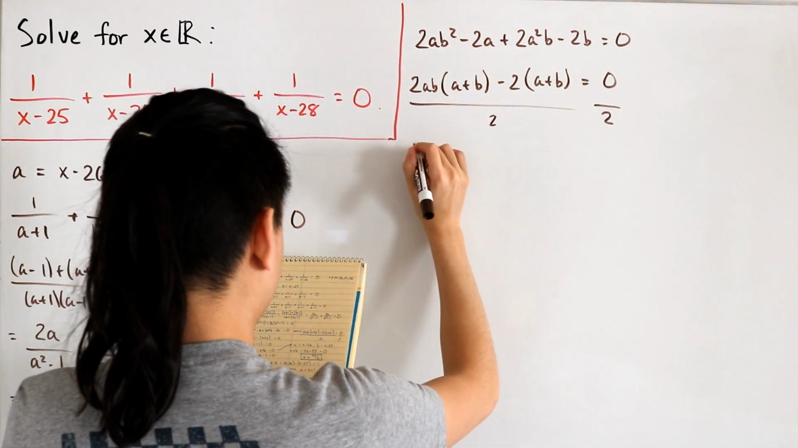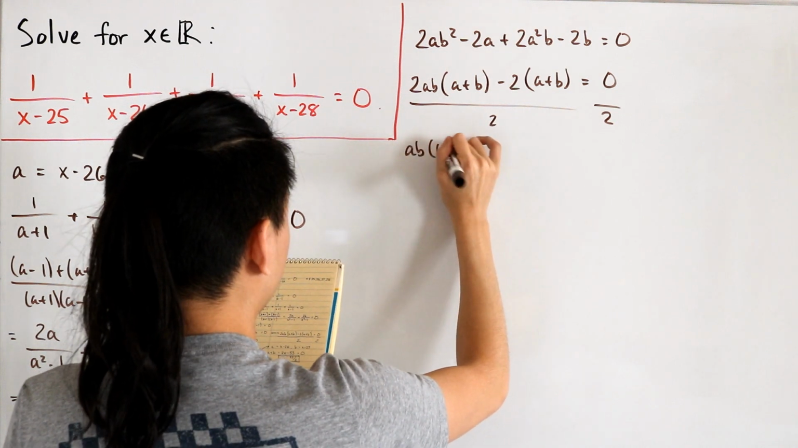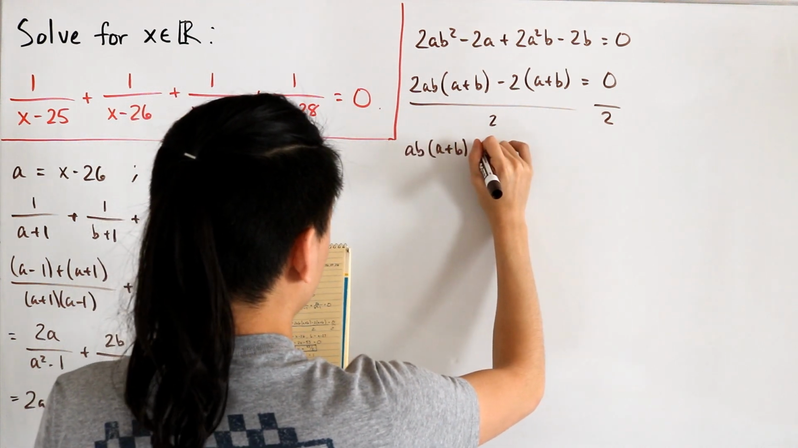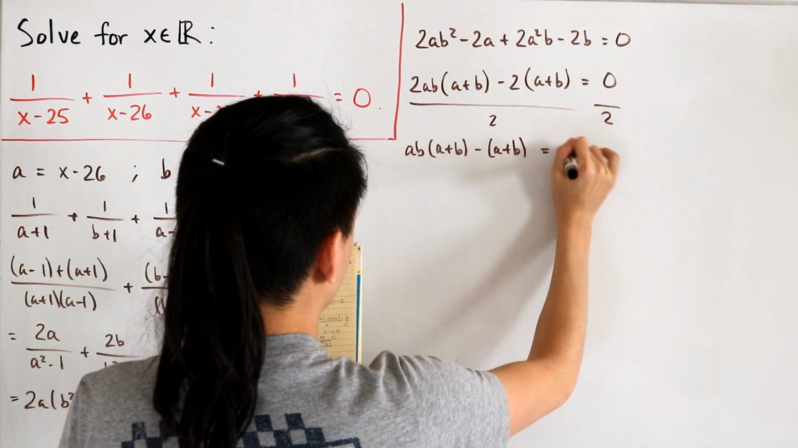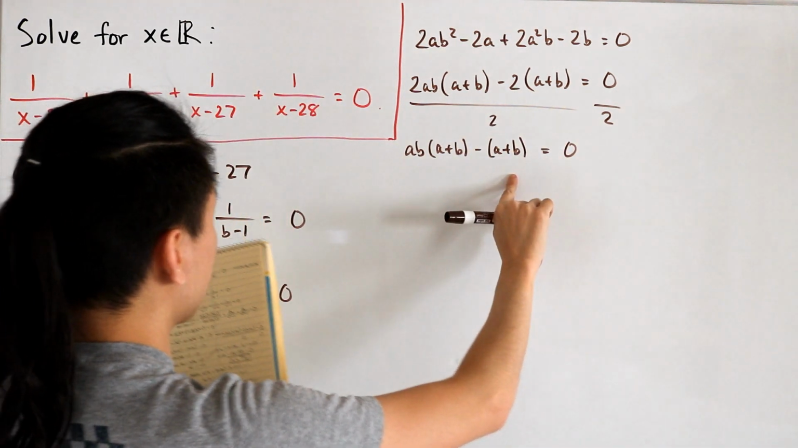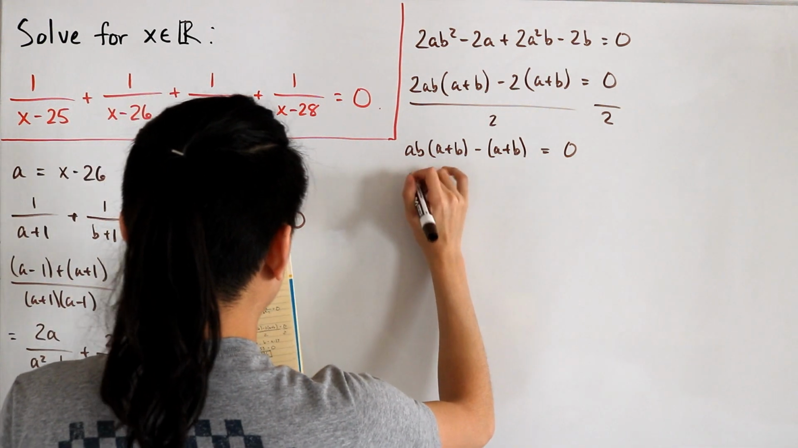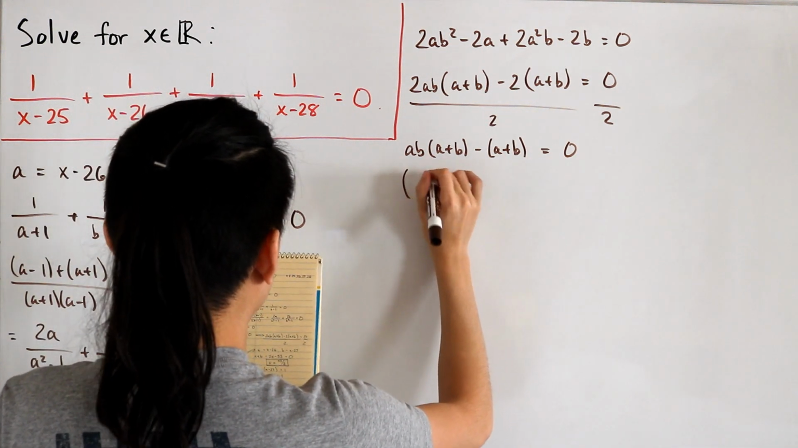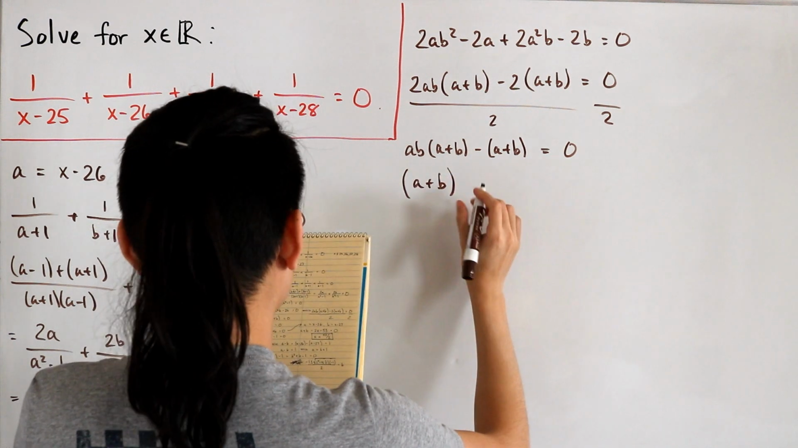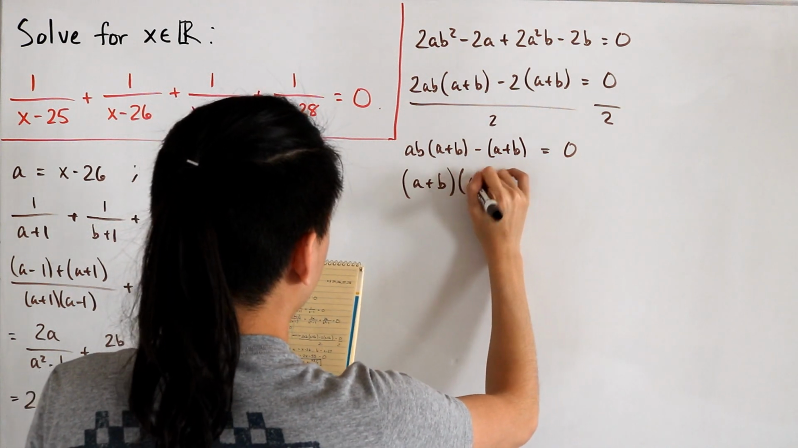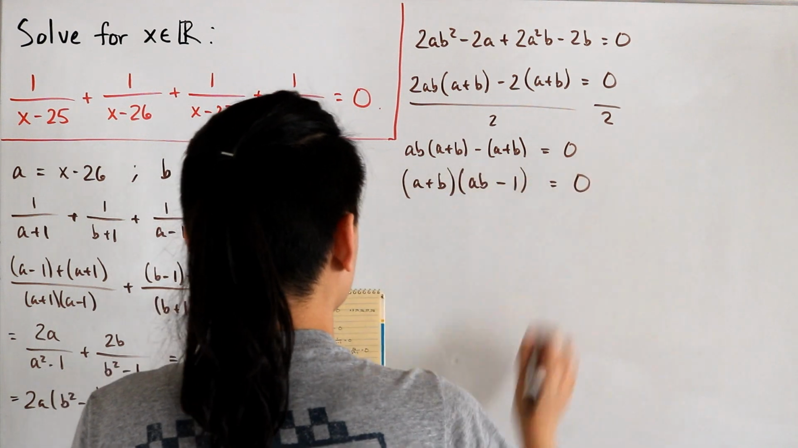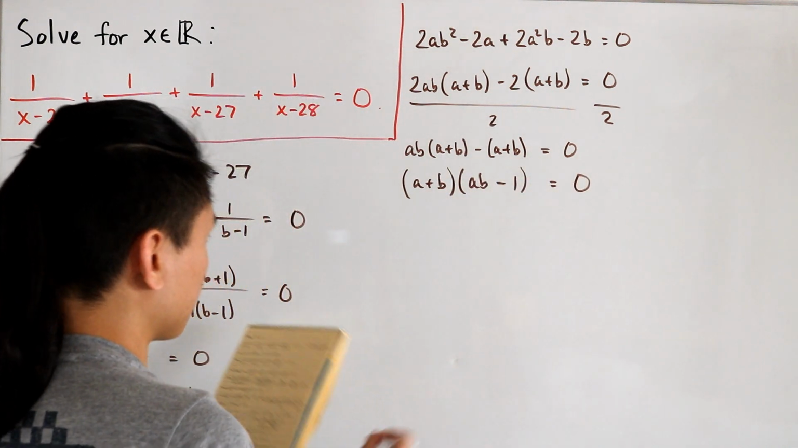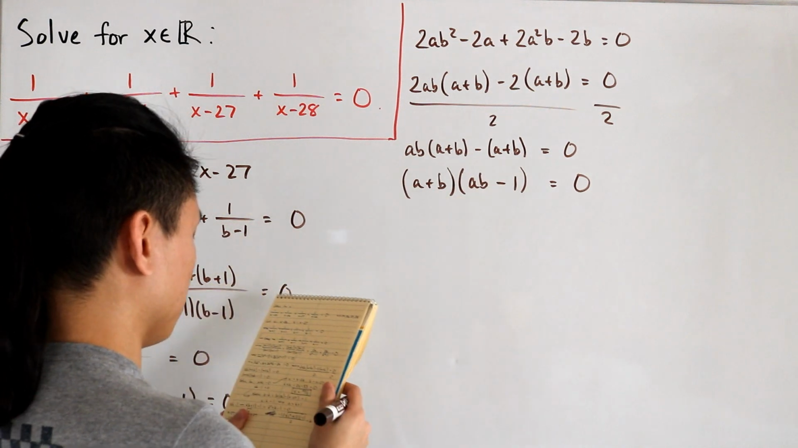So now we have ab multiplied by a plus b, then subtract a plus b, and you'll notice that both of these terms actually contain an a plus b, so we can factor the a plus b out, and now we get ourselves a little binomial right here. So a plus b, and then we multiply by a times b and then subtract 1 equals 0. So now this makes things a little bit easier. Now we just have to solve each of these binomials for 0.